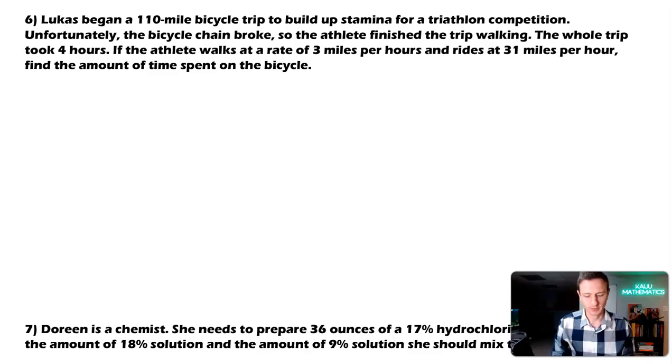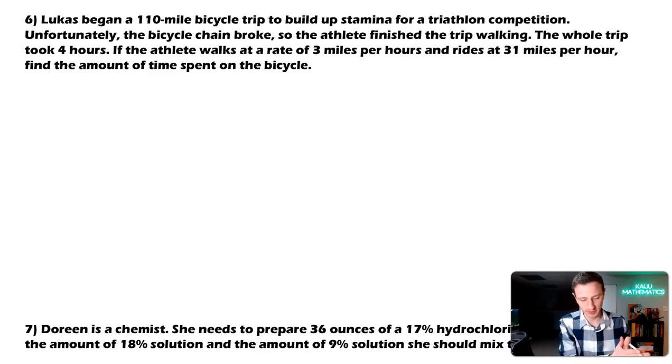Part 2 of systems of equations with problem solving. So in this problem we have Lucas began a 110-mile bicycle trip to build up stamina for a triathlon competition. Unfortunately, the bicycle chain broke, so the athlete finished the trip walking. The whole trip took 4 hours. If the athlete walks at a rate of 3 miles per hour and rides at 31 miles per hour, find the amount of time spent on the bike.